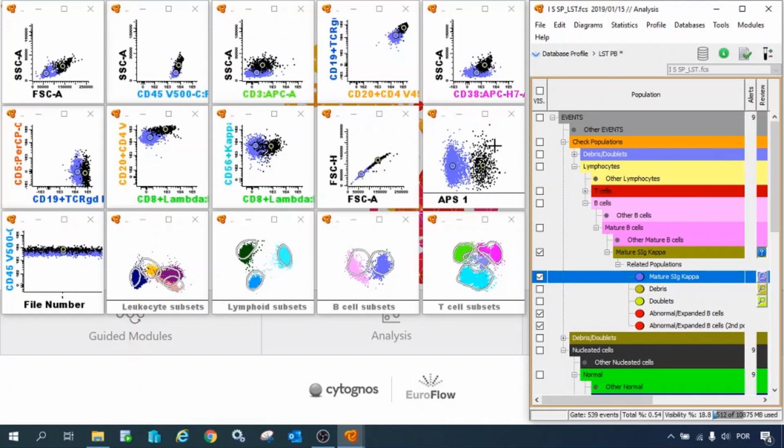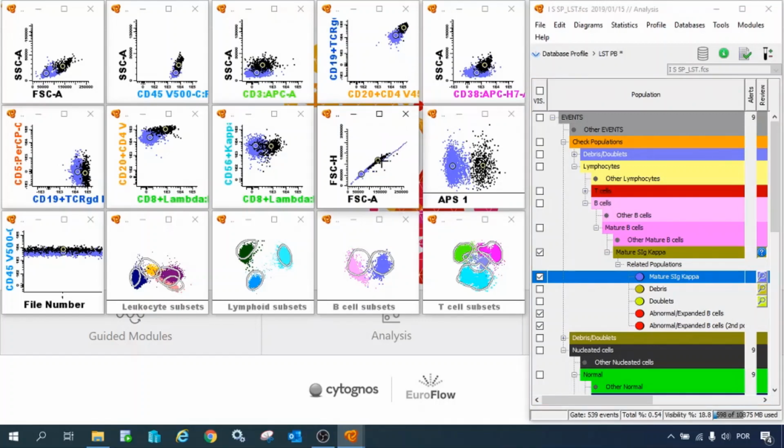And why is that? If we look at the different dot plots, we can see that, for example, for CD19 and CD20, their expression is clearly above the expression of the normal kappa cells. And this is a very key feature of one of the chronic lymphoproliferative disorders, as well as the fact that these cells have higher forward and side scatter. And this is very, very suspicious of hairy cell leukemia.